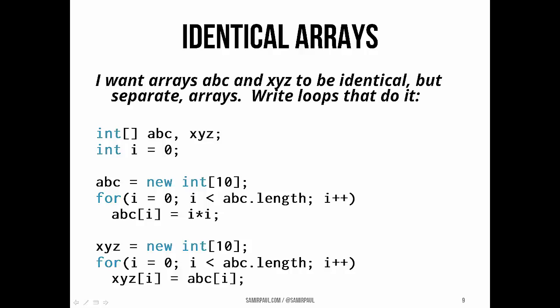So suppose we wanted ABC and XYZ to refer to two separate arrays that happen to contain the same values. Well, we just copy all the elements from one array into the other. And this is how we do it. We declare our two int arrays, ABC and XYZ, and we have a counter I which starts at 0. We instantiate one of them, ABC. Now remember, initially everything gets initialized to 0 if it's an int array. But we're going to loop through it from 0 until the length of ABC, and we're going to initialize every element of the array to I squared. Well, then if we instantiate XYZ to a new array, we can go through and just copy each element from array ABC. So now we've made two identical but distinct arrays.